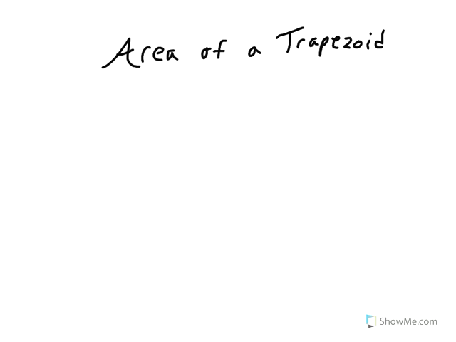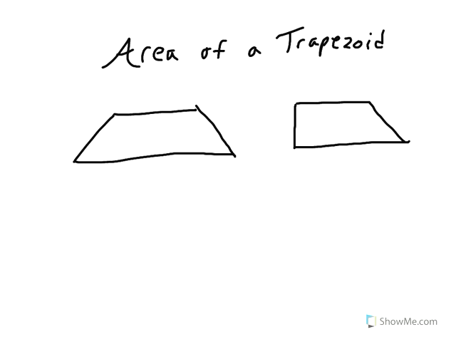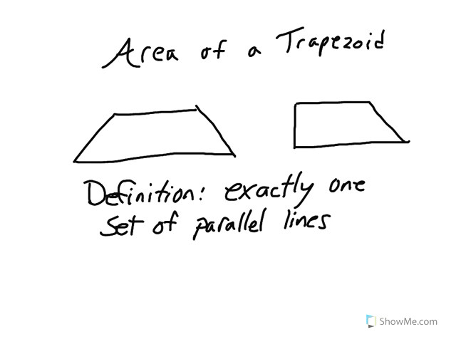Today we're going to learn about the area of a trapezoid. This is a trapezoid. This is also a trapezoid. Here's the definition. It has exactly one set of parallel lines.